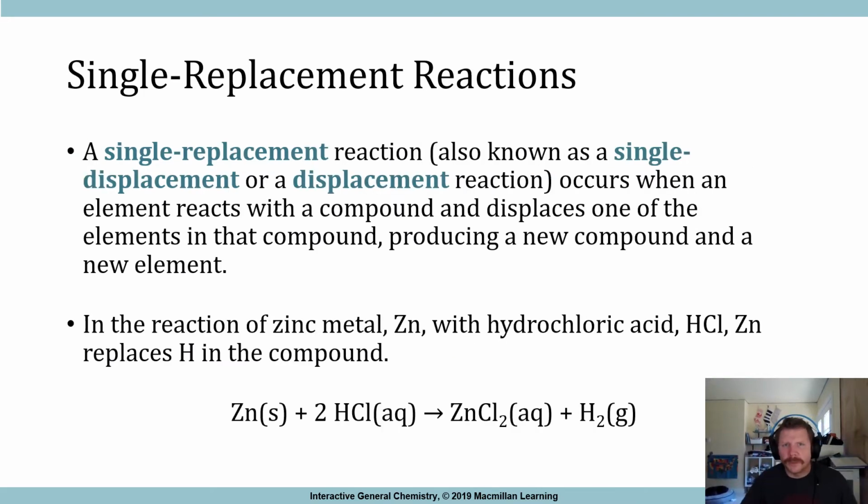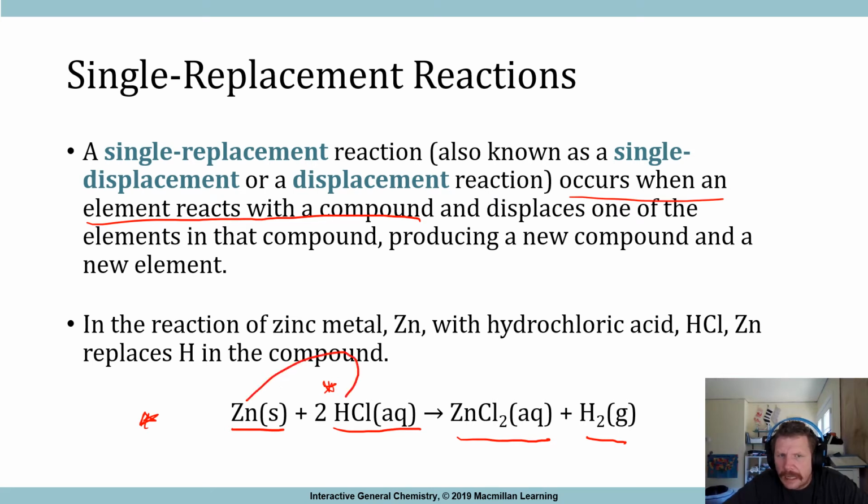A single replacement reaction, also known as a single displacement or a displacement reaction, occurs when an element reacts with a compound. So if we look down at our example here, we've got solid zinc reacting with aqueous HCl. We're going to produce aqueous ZnCl2 and gaseous H2. Basically what we've done is we've taken this substance right here, HCl, and subbed the Zn in for that H, and that H goes on to, as a diatomic gas, make H2.